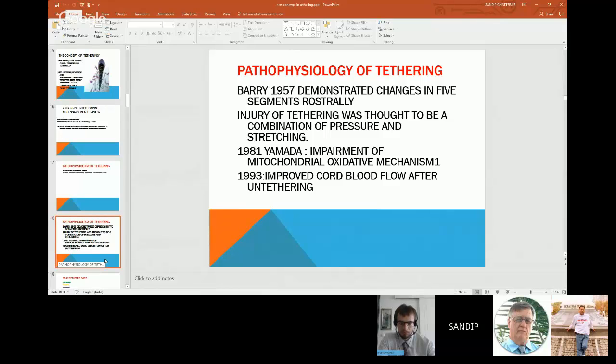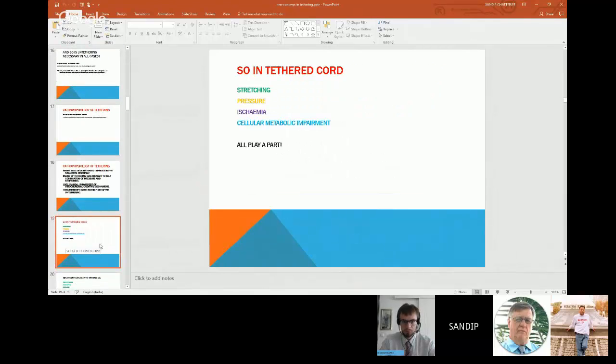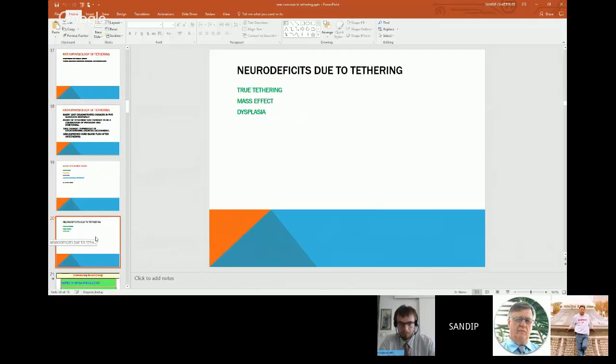In fact, in 1981, through a series of beautiful experiments, Professor Yamada was able to show that there is impairment of the mitochondrial oxidative mechanisms in 3 to 4 segments of the cord above the level of the tethering. And we've also had documentation that after untethering, the cord blood flow increases, not only at the level of the tethering, but also the levels above. So pathophysiology of tethering is not only stretching, there is pressure, there is ischemia, and there is, of course, cellular metabolic impairment. And the neurodeficits that you get in dystrophic spines which have tethering is due to the true tethering, it can be due to the mass effect, and it can be due to dysplasia.